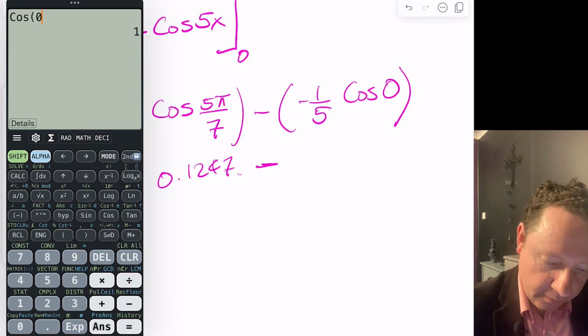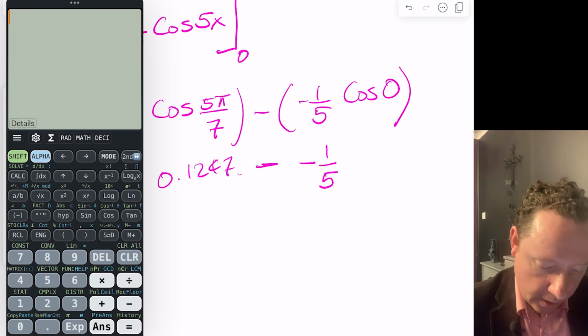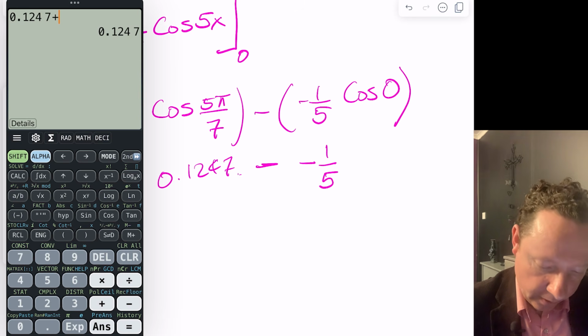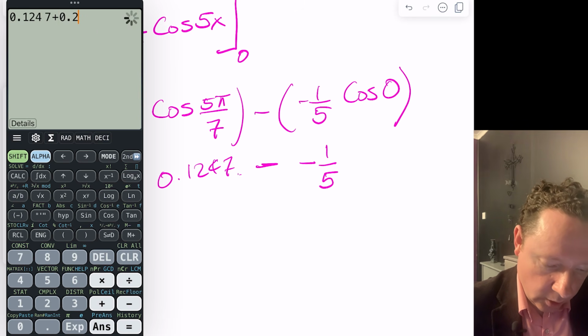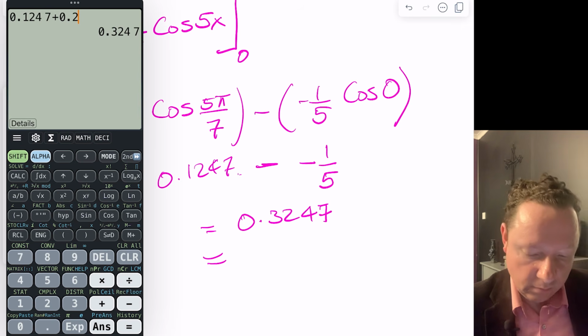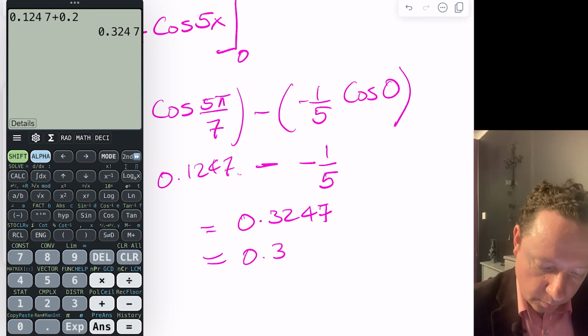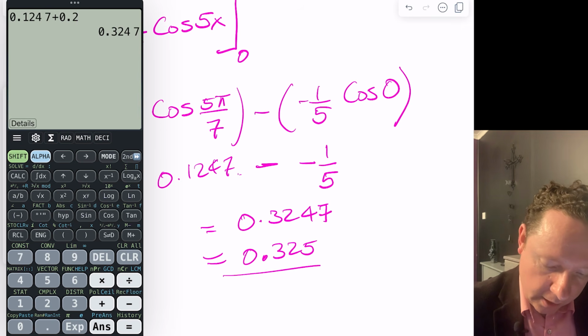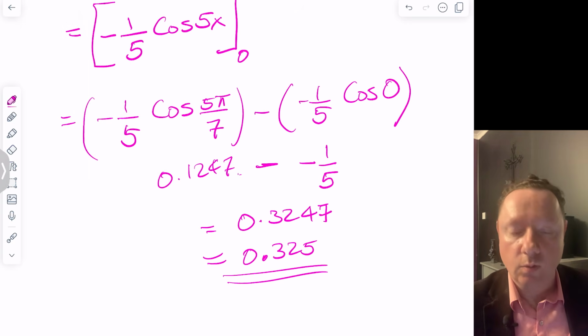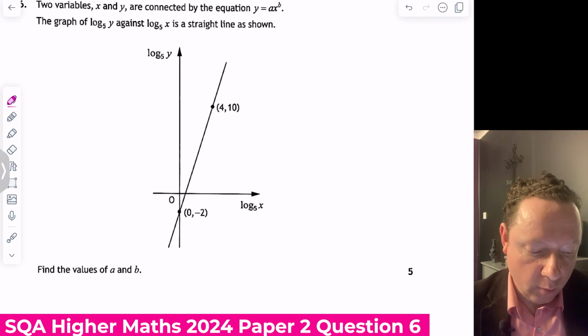So -1/5 times 1 is -1/5, so we've got a -1/5. Well, a fifth is 0.2, I've already established that. So it's 0.1247 plus a fifth, which is 0.3247. Or, if you wanted to round it, 0.325, I suppose, would be fine. And there's no degree sign or nothing like that, we're in radians anyway. So we're done there.